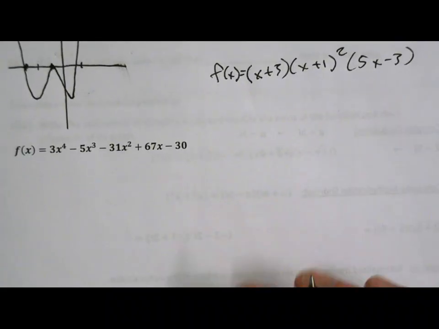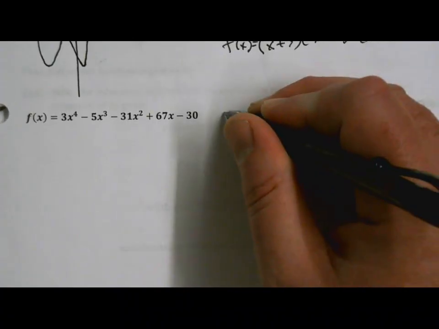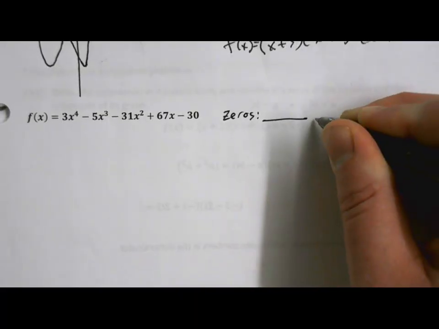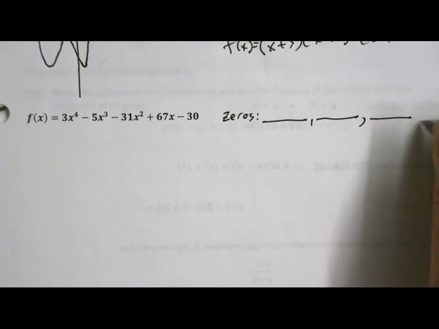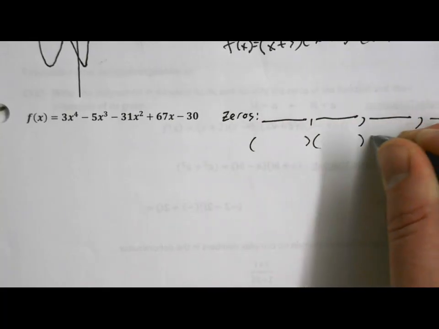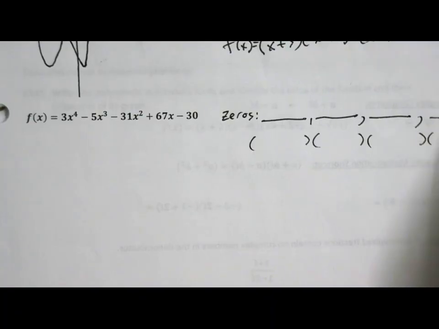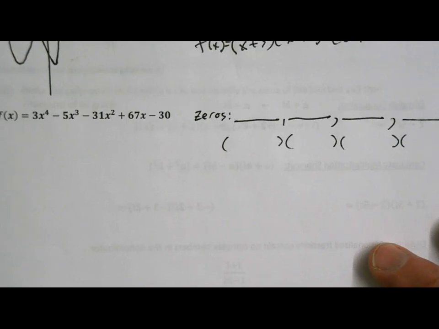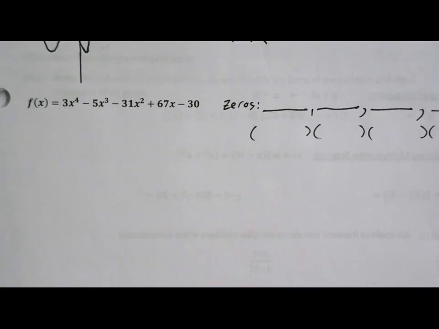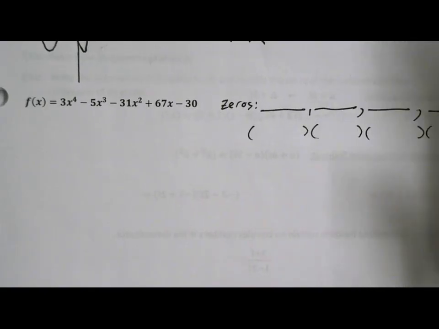All right, let's do another one. This looks like it's going to have 4 zeros as well, so let me set up my answer. 1, 2, 3, 4 zeros, and then there will also be 4 factors that associate with those 4. Like the last one, some of these factors and zeros could be repeated. Entirely possible.